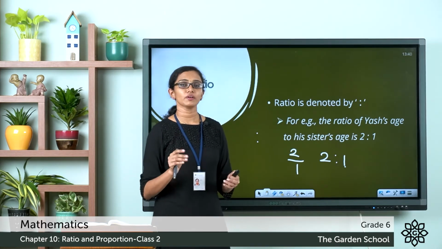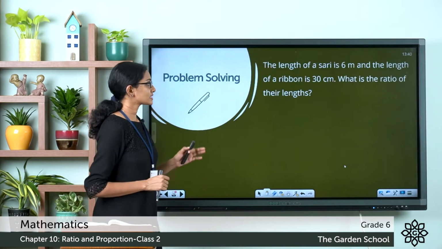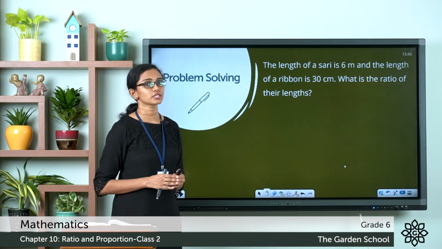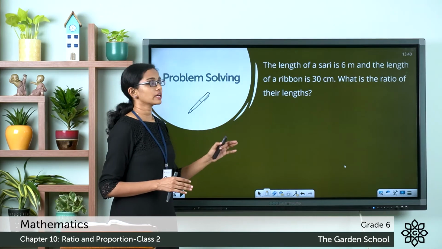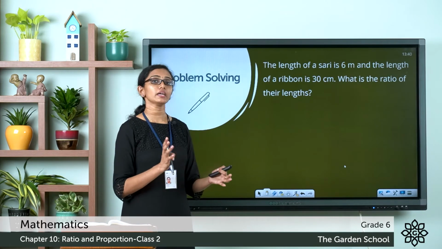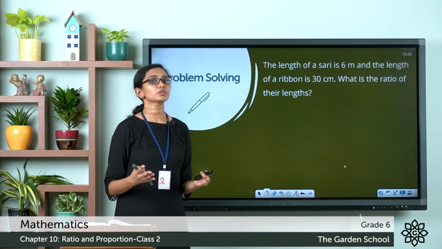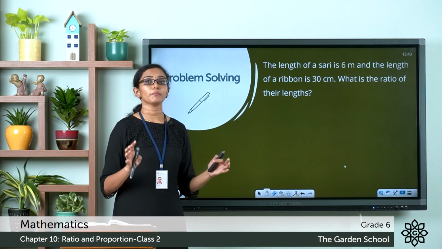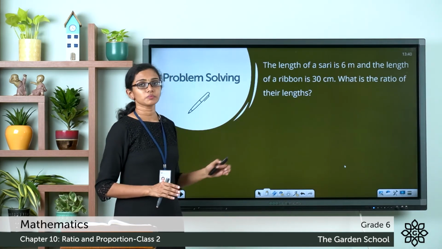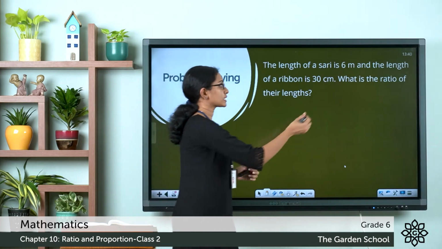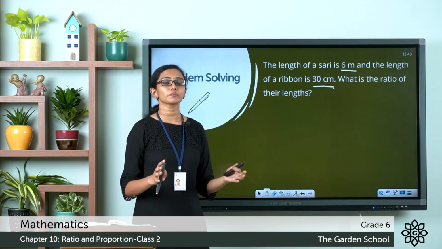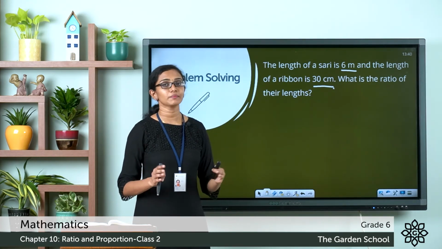Now, let's have a look at one question. Here it says the length of a sari is 6 meter and the length of a ribbon is 30 centimeter. What is the ratio of their length? So, when you say ratio, that means it is a comparison by division. Now, when you compare two quantities, keep in mind we have to compare quantities which are in the same unit always. Here, are the measurements in the same unit? No. One is given in meters whereas the other is given as centimeters. So, first we have to make sure that the quantities are expressed with the same unit.